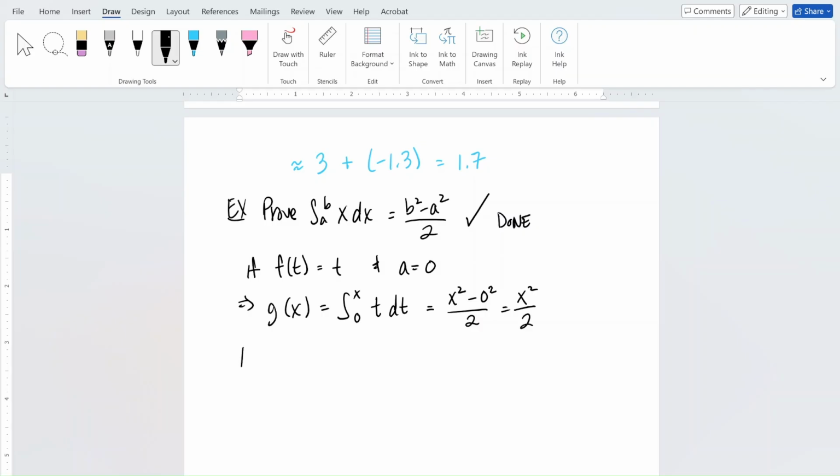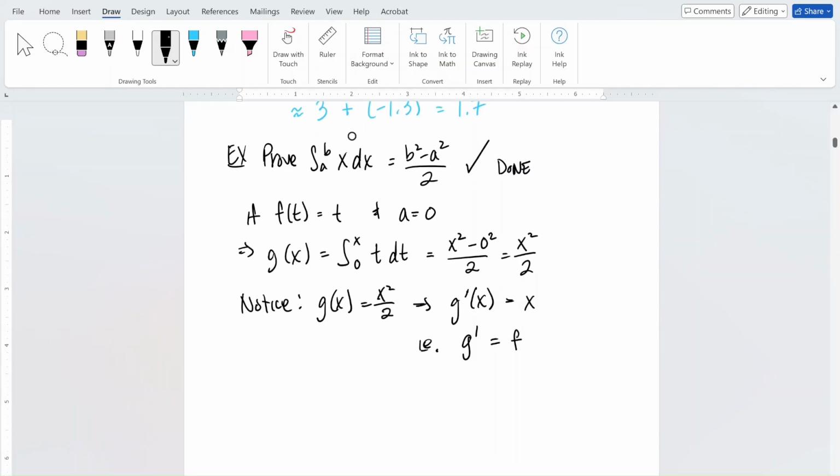So hopefully you notice in this particular example, how would you compare f and g? Well, g of x is x squared divided by 2. So if I took the derivative of g with respect to x, isn't that just x? So what did we just get for this example? G prime, or the derivative of g, is just f, because f of t equals t, but I could have said f of x equals x, right?